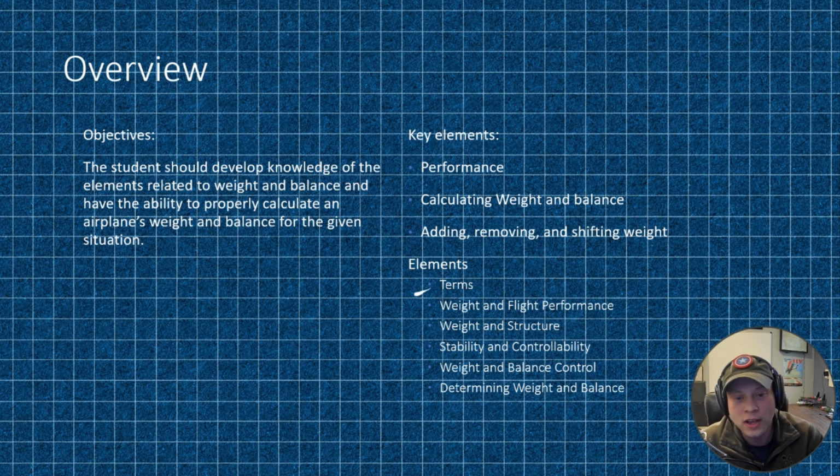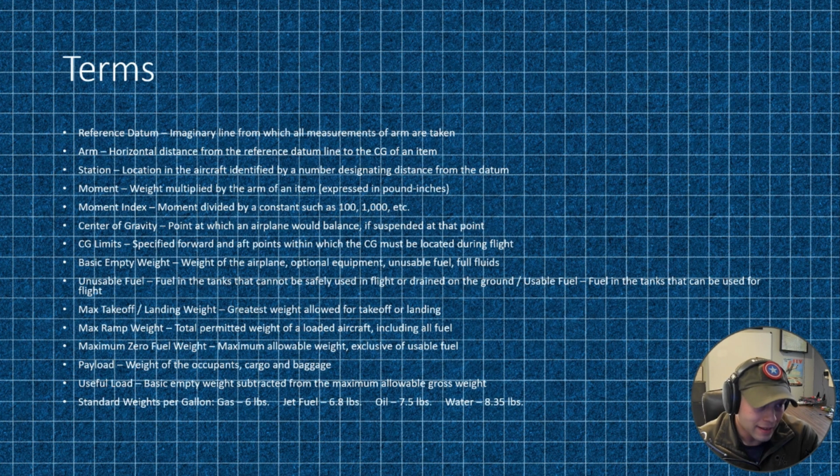Now, here are the elements. We'll start with some terms. We'll get into weight and flight performance, weight and structure, stability and controllability, weight and balance and control, and then determining weight and balance. Now, here are some terms. Let's start with this glossary, and then we'll move on.